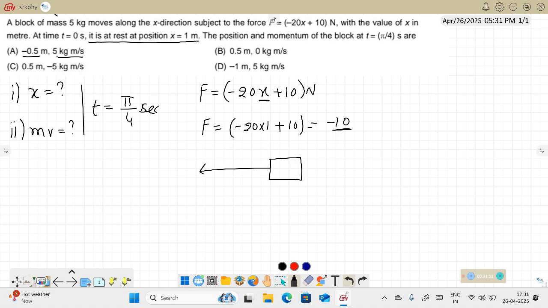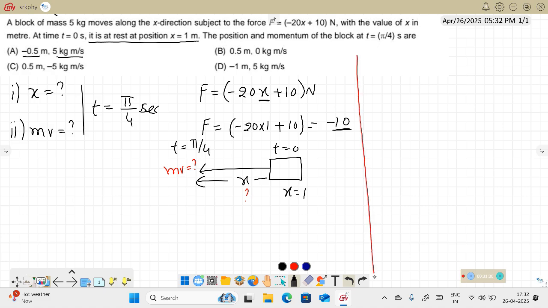Whenever the force is acting at the position x equal to 1, the block is trying to move towards the negative x axis at time t equal to 0. After the time t is equal to pi by 4 seconds, they are asking to find, at this position, what is the displacement? That is one question, and the second one is what is the momentum at this position. These are the two parameters they are asking to find.